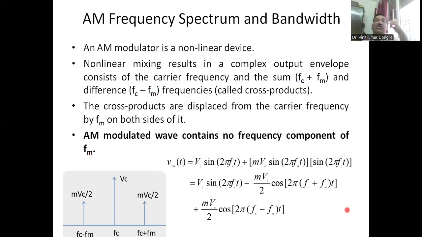Then we will go for the frequency spectrum and the bandwidth. Now, for any communication, you require a bandwidth. What is the bandwidth of the communication you are using? Here, AM modulation is a non-linear device. In the non-linear device, FC plus FM is the upper band, FC minus FM is the lower band. So the AM modulated wave consists of no frequency component of FM. How come? Because in the modulated wave, you will only have the carrier component. So that's why we can see this.